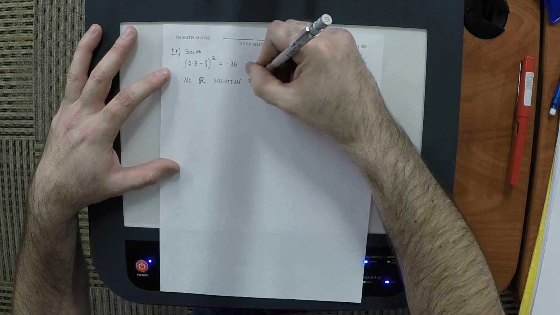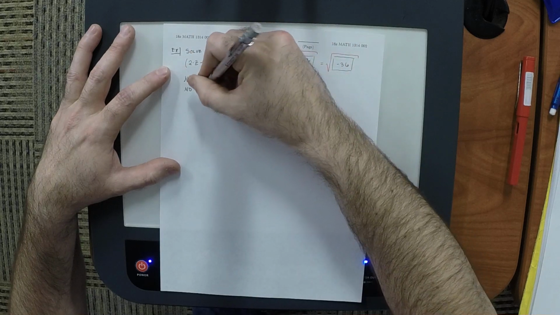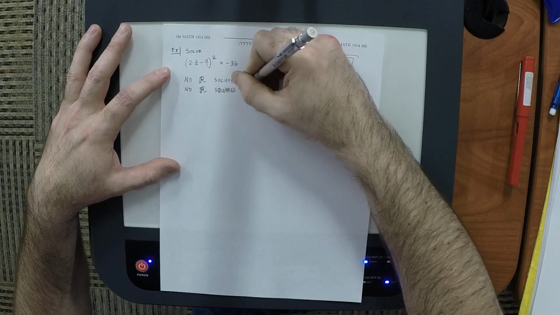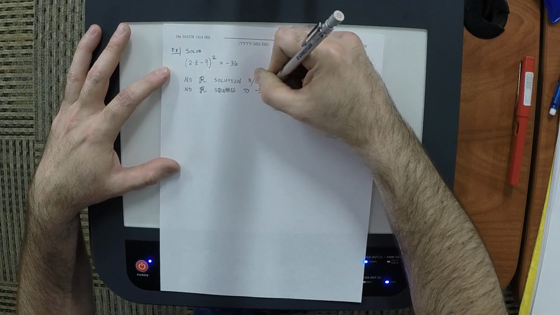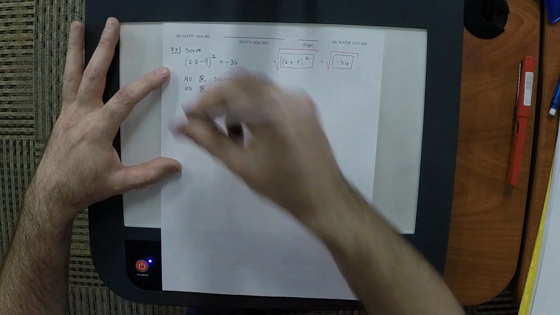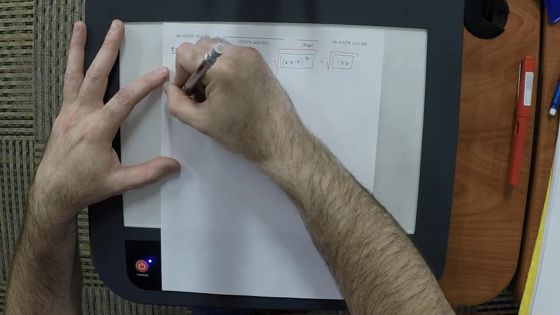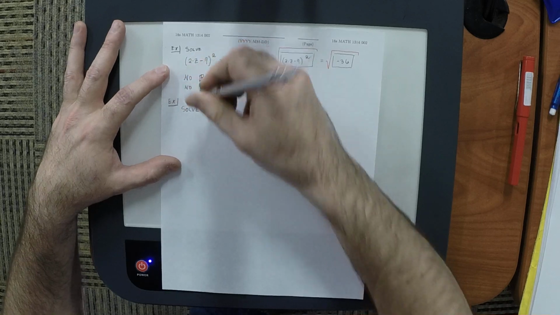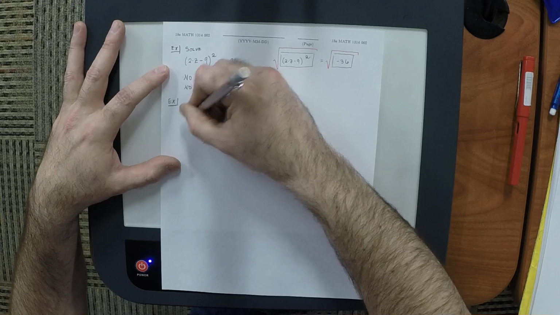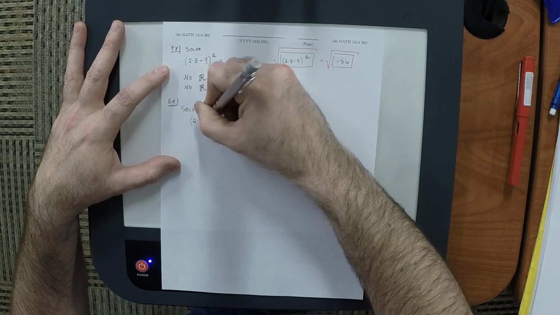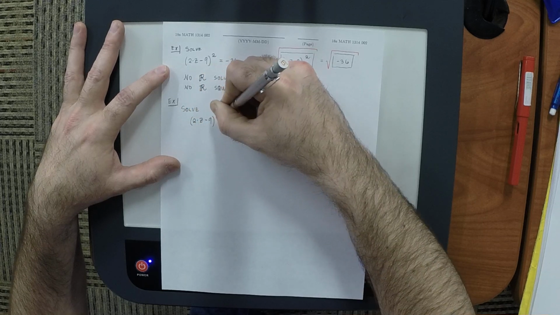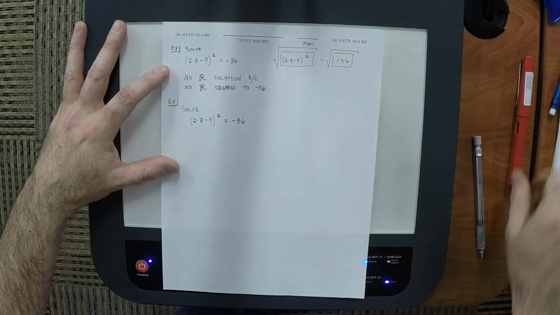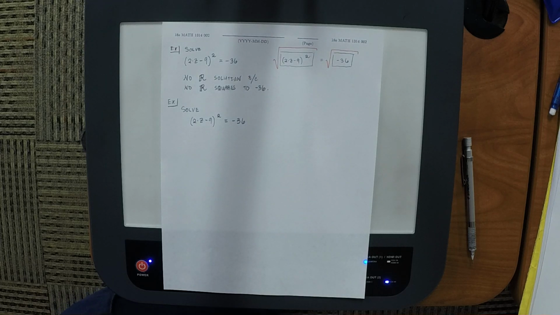So there's no real solution, because no real squares to negative 36. And that's the end of it. Suppose I do the next exercise and say, please solve 2z minus 9 squared equal negative 36. So right now it's an exact copy of the previous exercise, so the answer would be an exact copy of the previous answer.